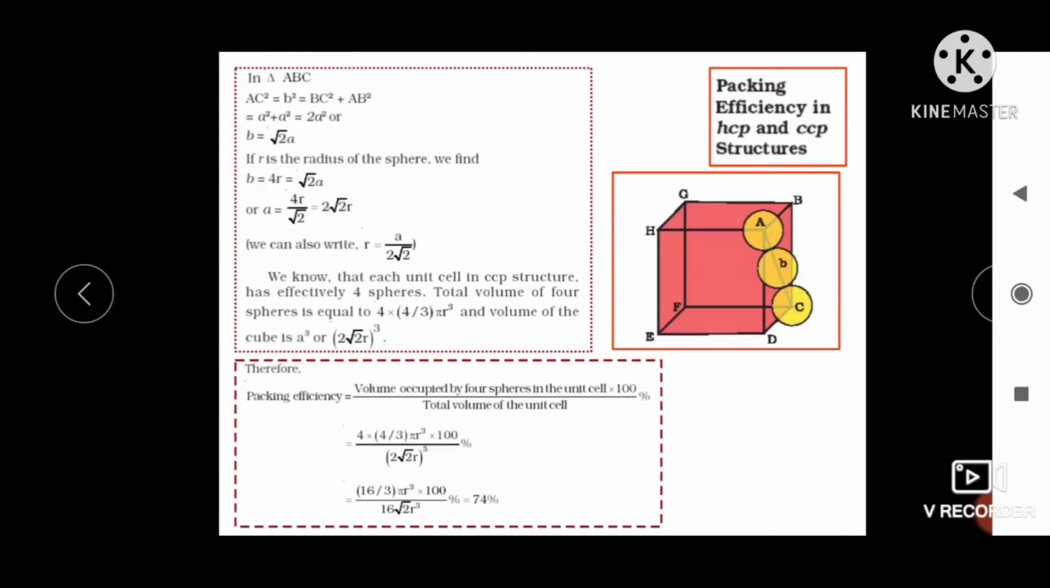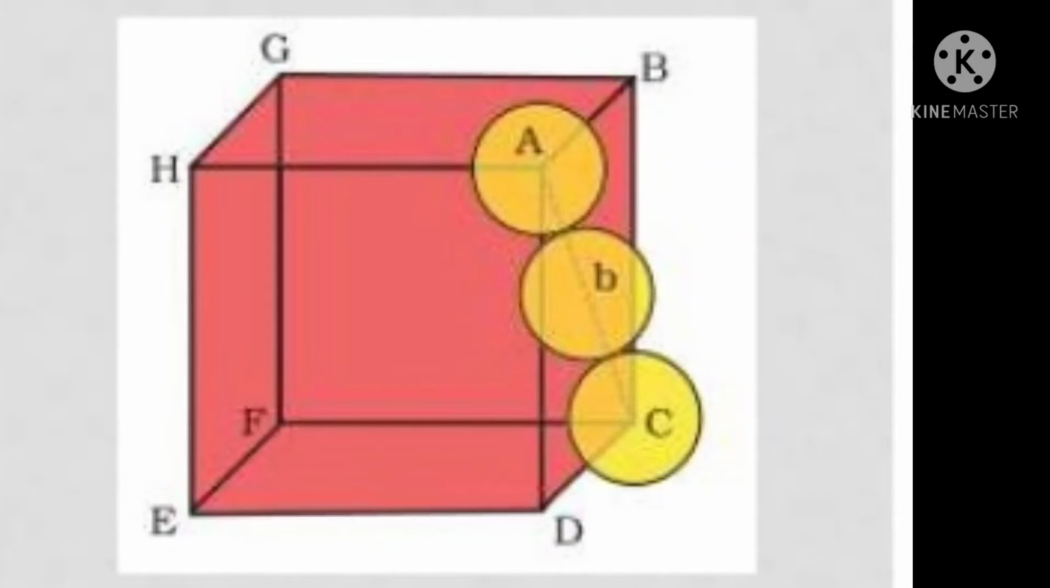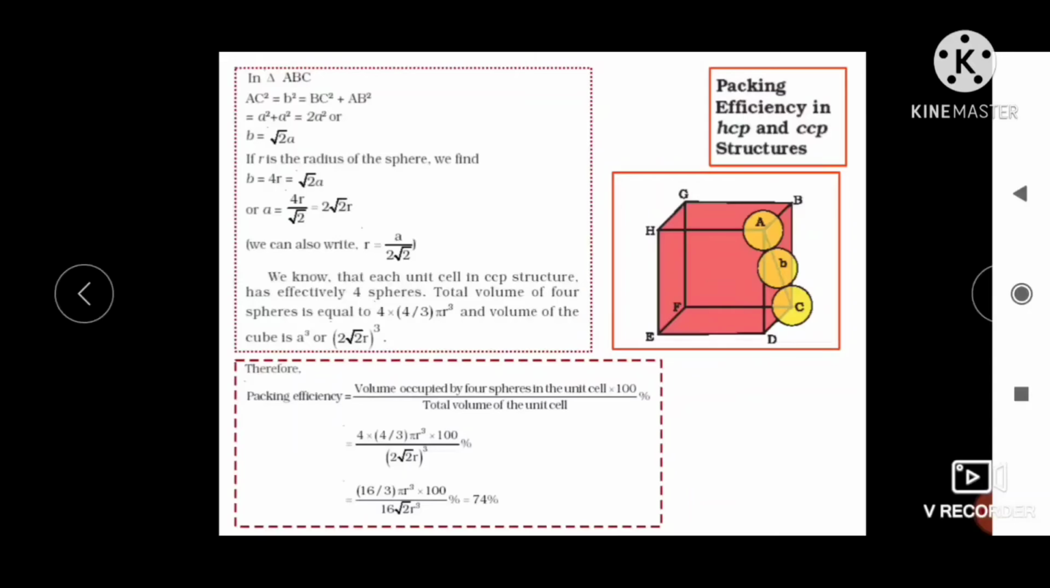Packing efficiency in HCP, hexagonal close packing, and CCP, cubic close packing, structures. The packing efficiency of both structures is the same. For calculating the packing efficiency, we are considering only one face here, that is ABCD. You can see a triangle in it, ABC.